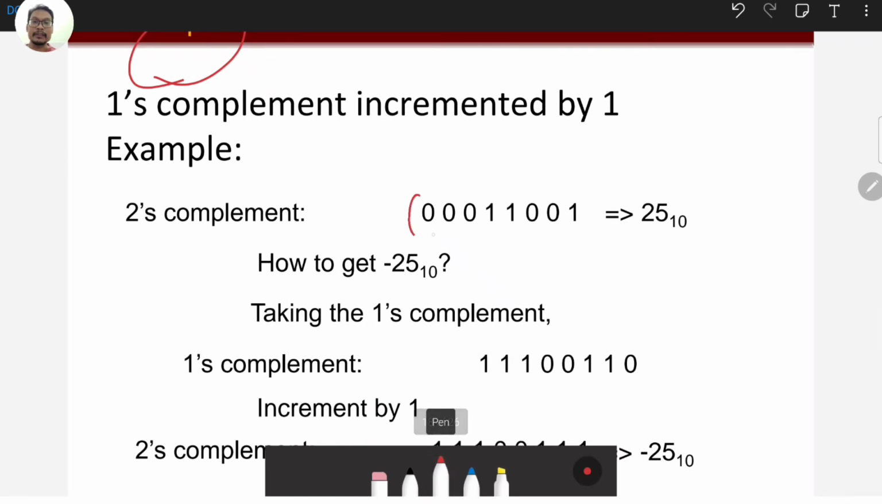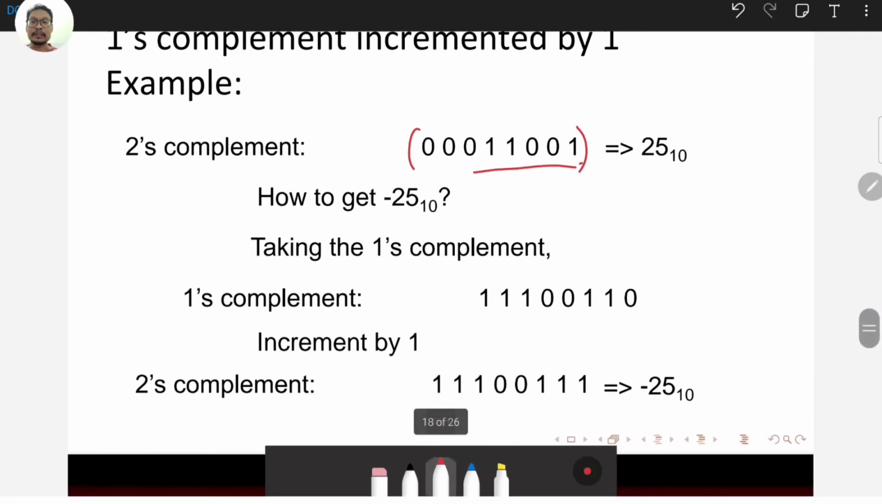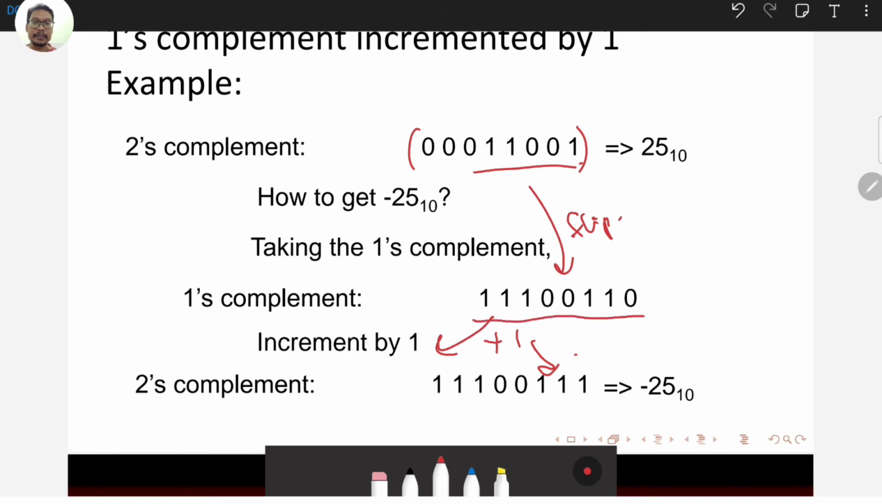For a positive number there is no issue. We can get it directly, for example 25. But how do we get negative 25 in 2's complement? We need to take the 1's complement first by flipping every bit in the 25, and then we plus 1. So we plus 1 and get the 2's complement. We are going to get a 1 there, and therefore it becomes negative 25.